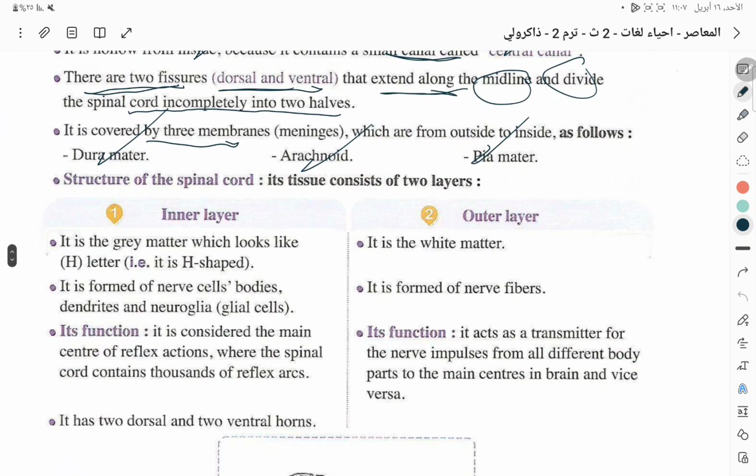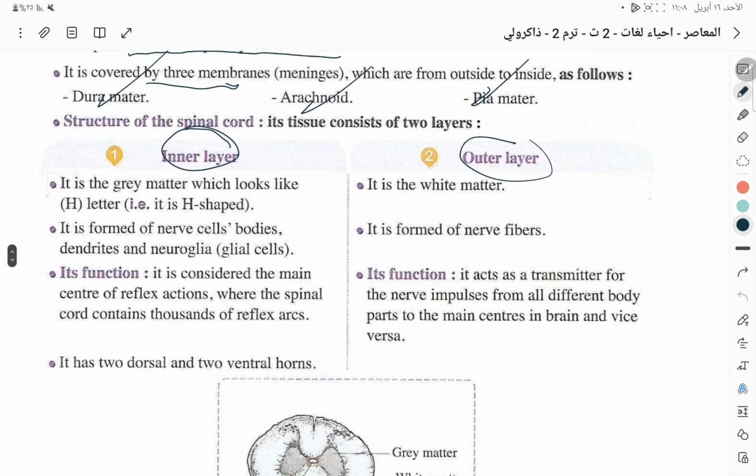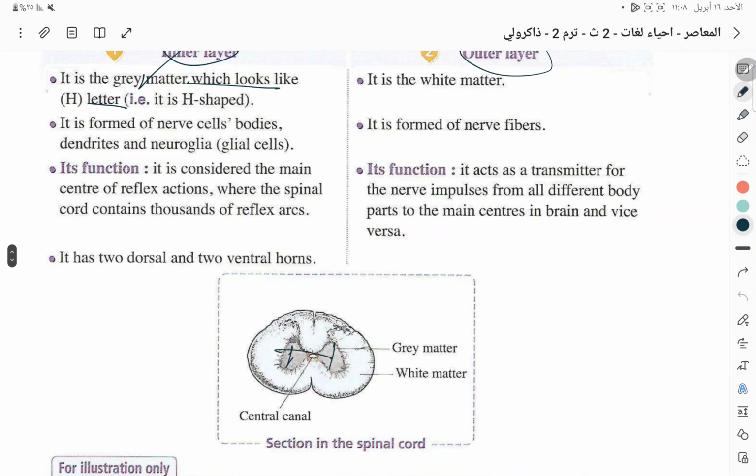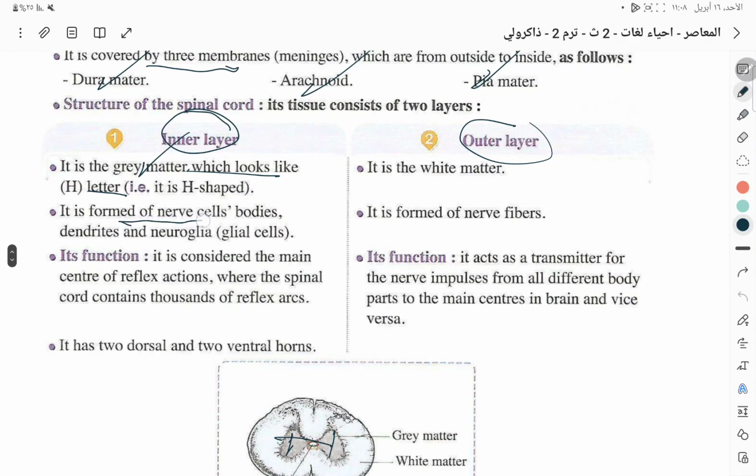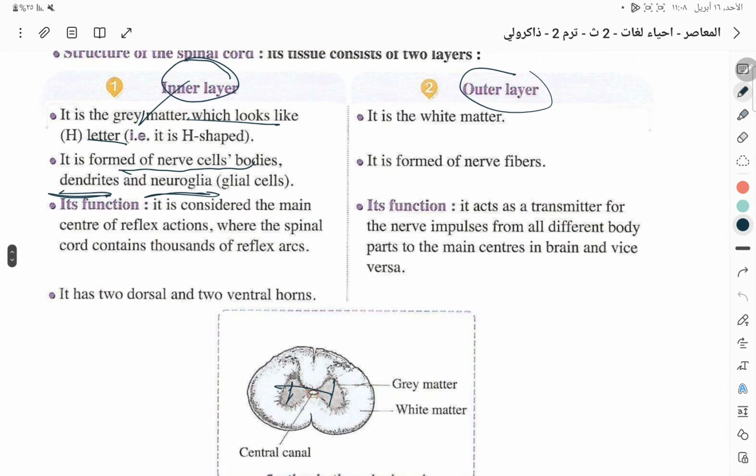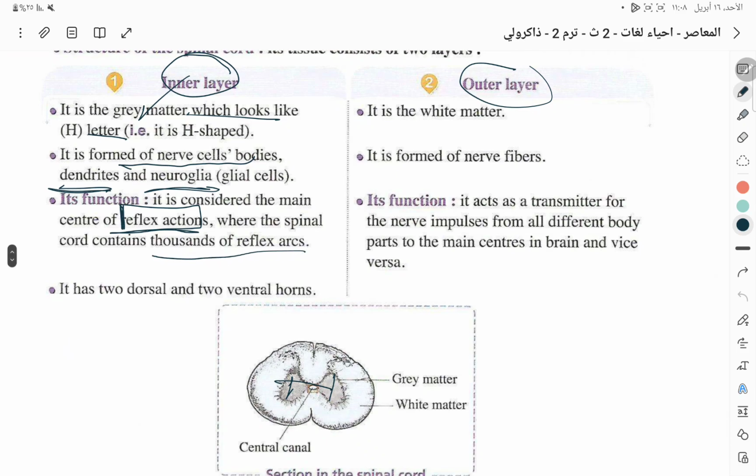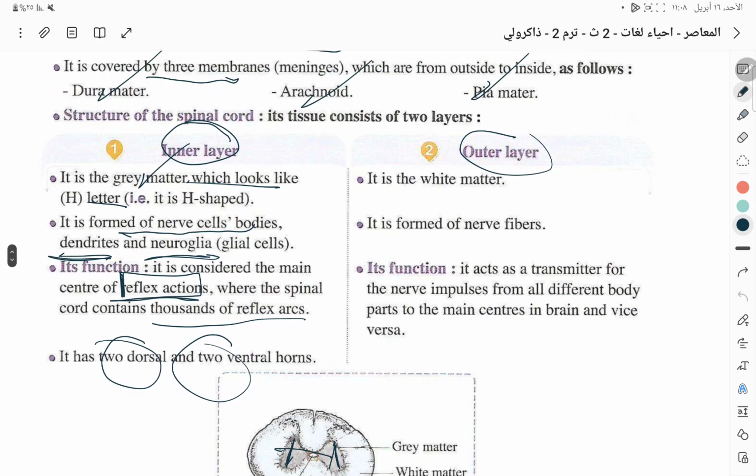Structure of the spinal cord. What is the structure of the spinal cord? The spinal cord has two layers, an inner layer and an outer layer. The inner layer is gray matter, which looks like an H. It is formed of nerve cell bodies, dendrites, and neuroglia. It is considered the main part for reflexes. It has two dorsal and two ventral horns.